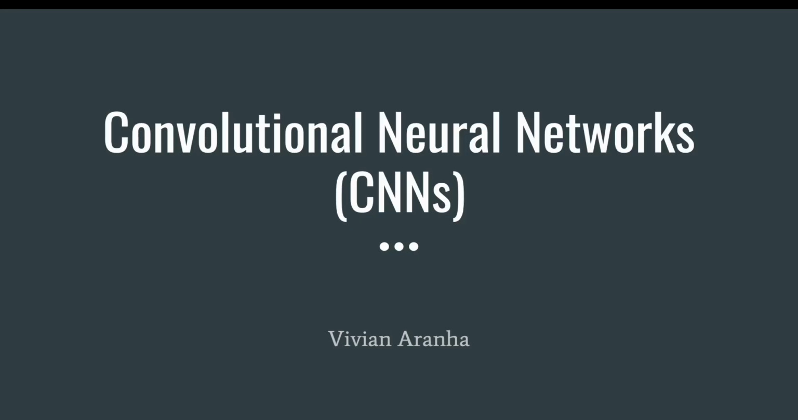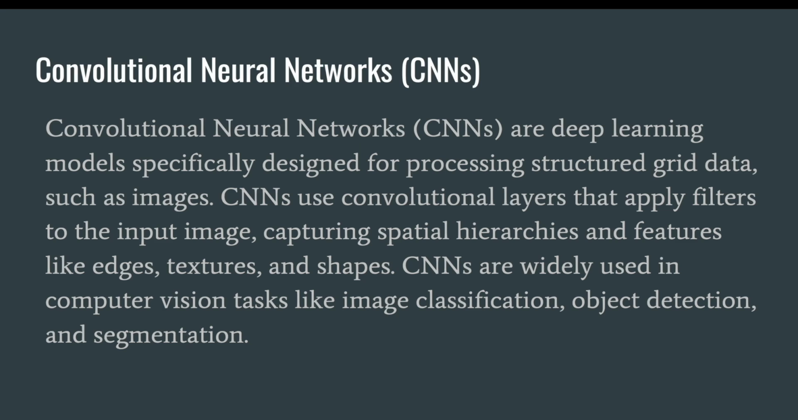Convolutional neural networks, or CNNs. CNNs are deep learning models specifically designed for processing structured grid data, such as images. CNNs use convolutional layers that apply filters to the input image, capturing spatial hierarchies and features like edges, textures, and shapes. CNNs are widely used in computer vision tasks like image classification, object detection, and segmentation.